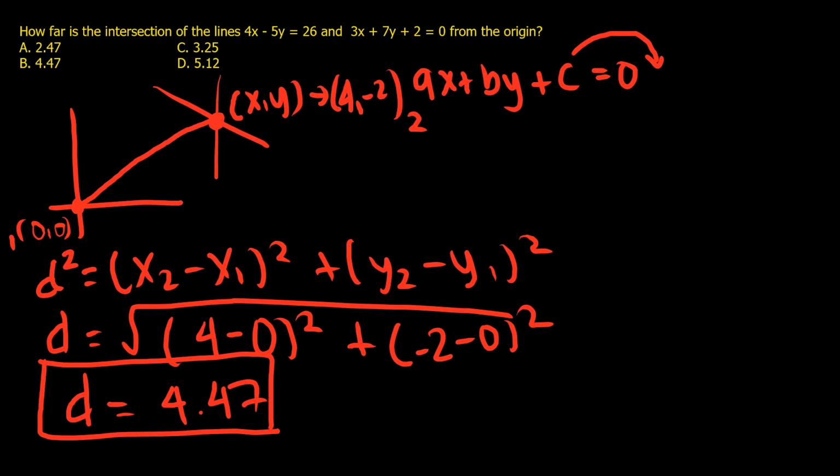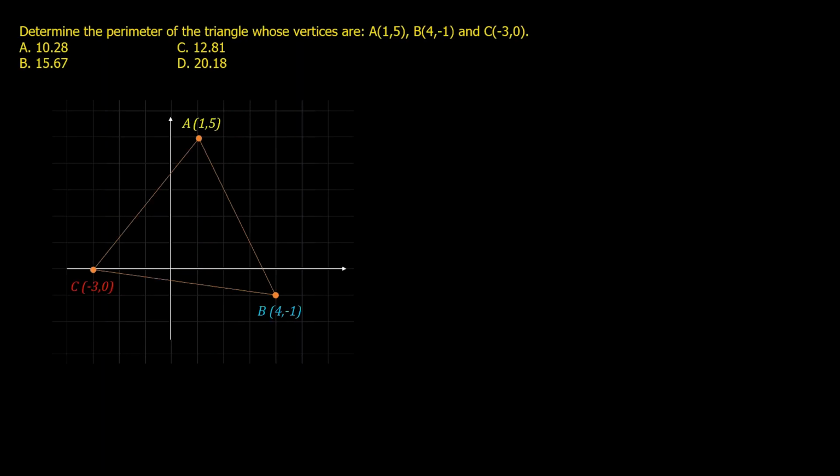Okay, so last problem using distance formula. Okay, so determine the perimeter of the triangle whose vertices are 1, 5, 4, negative 1, and negative 3, 0. So, mao ni siya ang graph, naka-graph na daan.